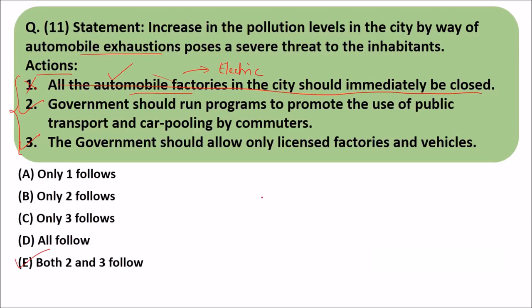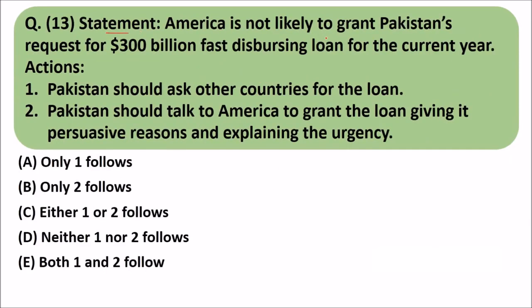This is the answer. Statement: America is not likely to grant Pakistan's request for 300 billion fast disbursing loan for the current year. Actions: One, Pakistan should ask other countries for the loan. Two, Pakistan should talk to America to grant the loan, giving it persuasive reasons and explaining the urgency.